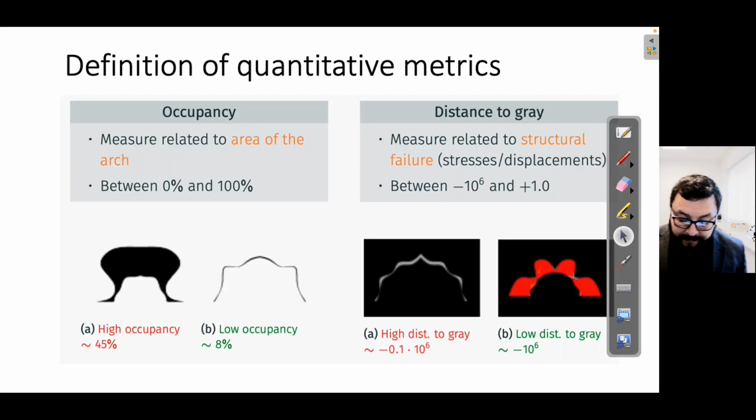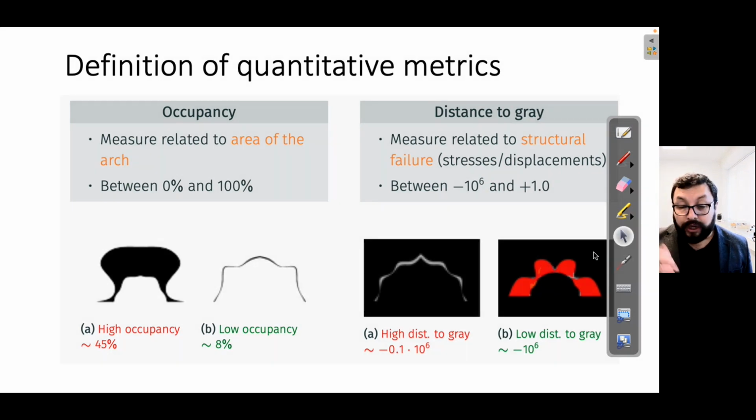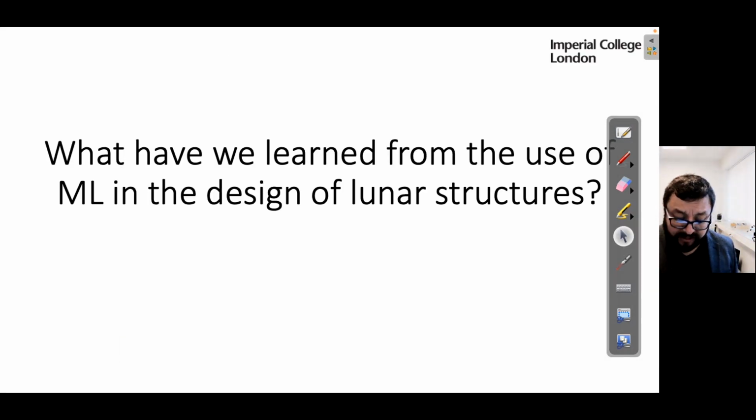And as I said, the occupancy is a measure related to the area of the arch, and that will change between 0% and 100%. And the distance to grade is a more structural related parameter. So it quantifies the distance to stress that will signify failure, for example, or a limit in our deformation capacity of the material, which is quite fragile, to be honest.